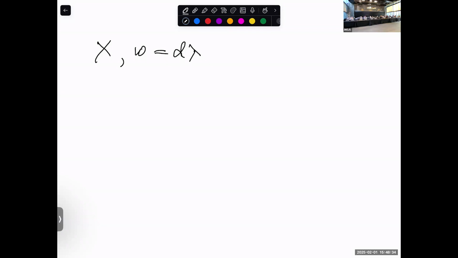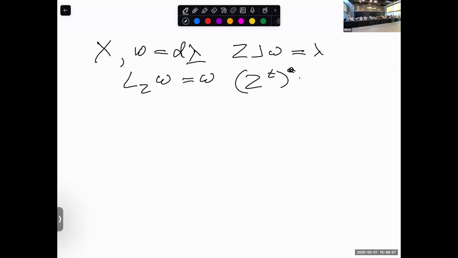And suppose I fix this lambda, which is called the Liouville form, and its dual vector field, which is called the Liouville vector field. So I can contract omega, take the dual to lambda vector field, and this vector field is characterized by the property that the Lie derivative of omega along Z is equal to omega, which means that if you consider the flow of this vector field, then it just scales the form. So it's a conformally symplectic expansion of my manifold.